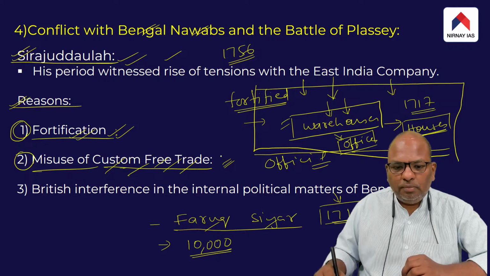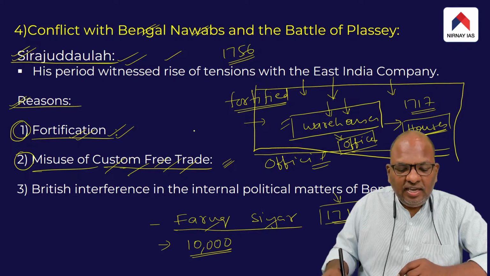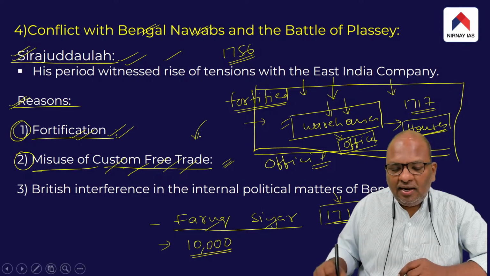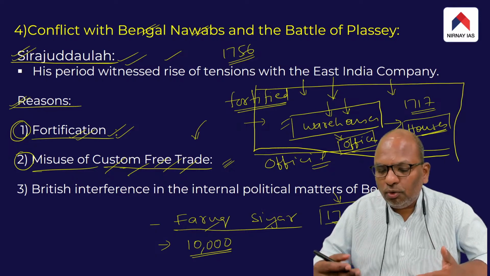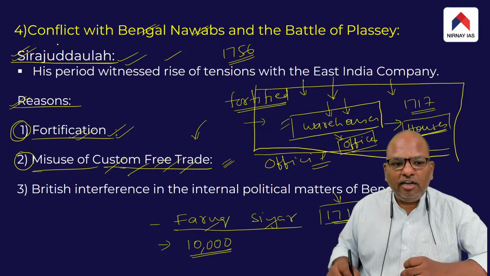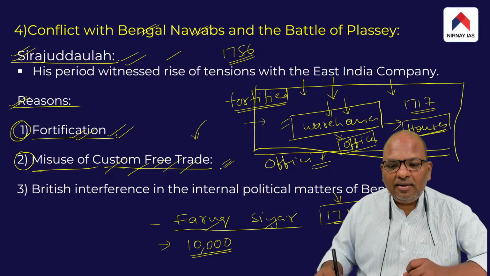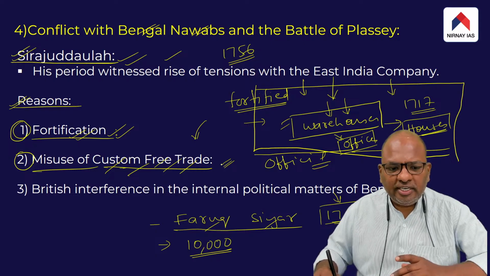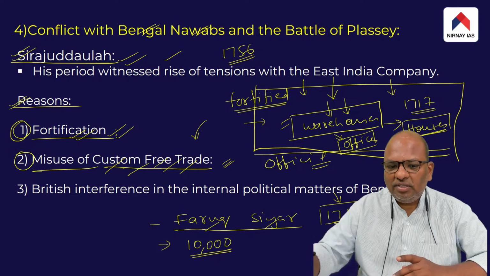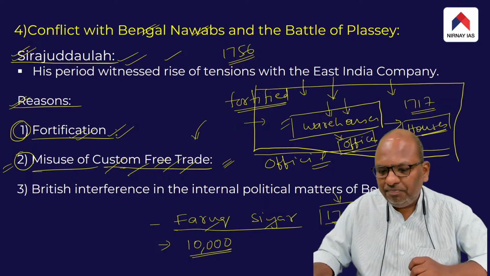Got the point? When the British started misusing their custom free trade, the rulers of Bengal began to suffer revenue loss. It was a revenue loss to the ruler of Bengal, that is Sirajuddaula, and therefore Sirajuddaula refused to recognize the custom free trade being carried out by the British. Basically, Sirajuddaula objected to it. That became reason number 2 for the outbreak of a conflict between Siraj and the British.